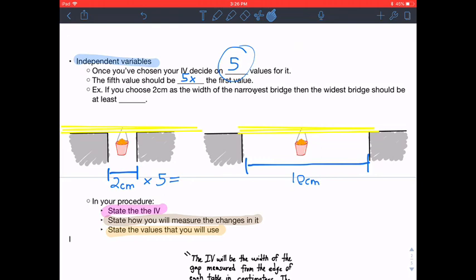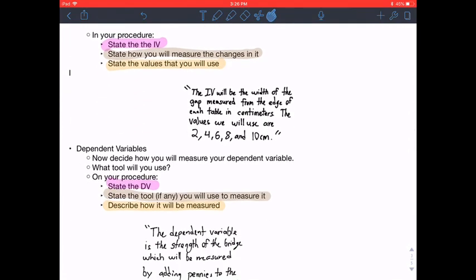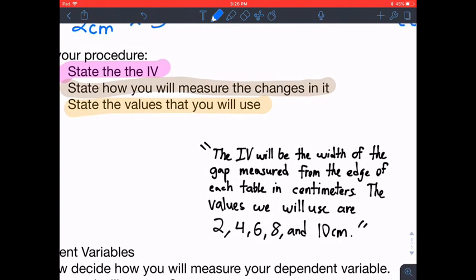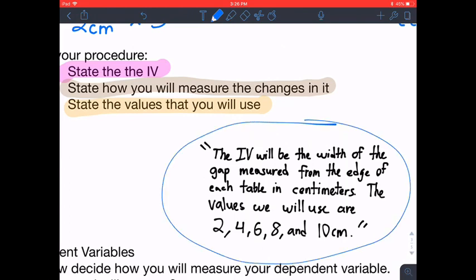So again, up here we have an example. If you choose 2 centimeters as the width, then the largest would need to be at least 10 centimeters. Wrote the wrong thing. Okay. So when we're writing our procedure, when we talk about the independent variable, there are 3 things we need to do. And I've got a little example procedure right here, and we're going to highlight that this person is doing those things.